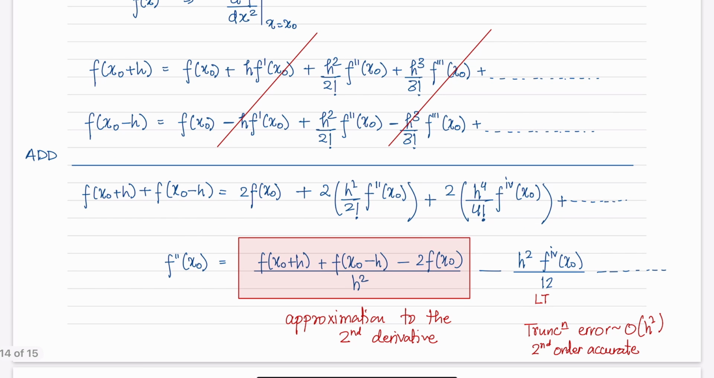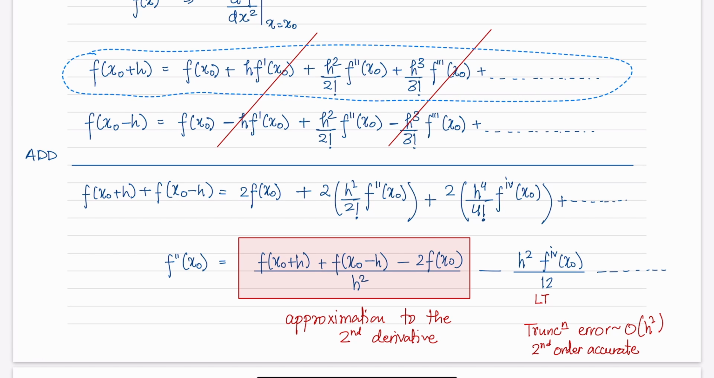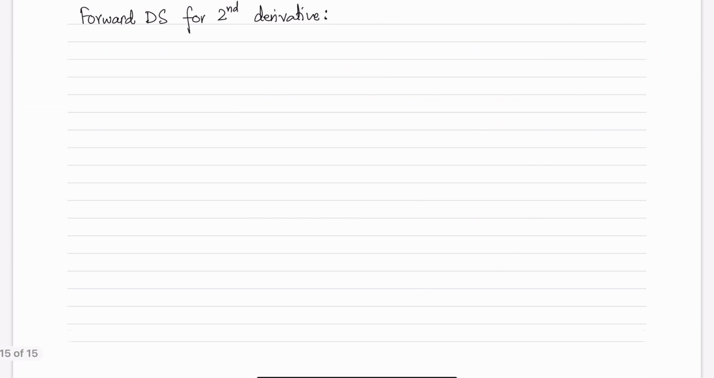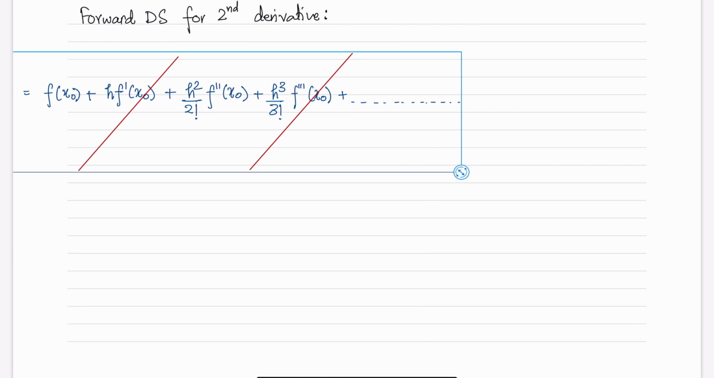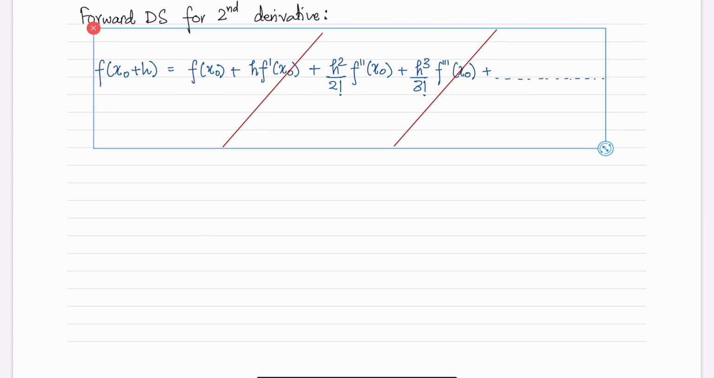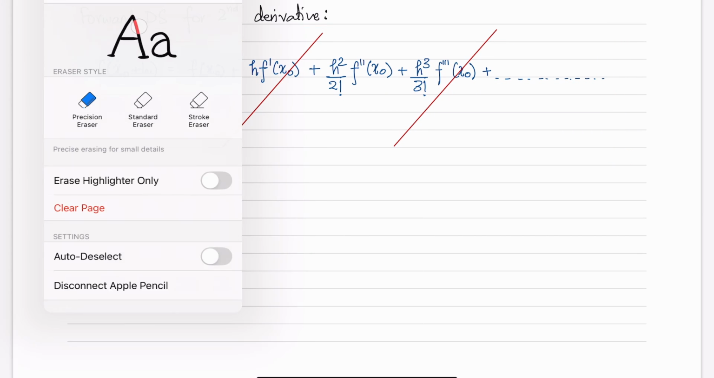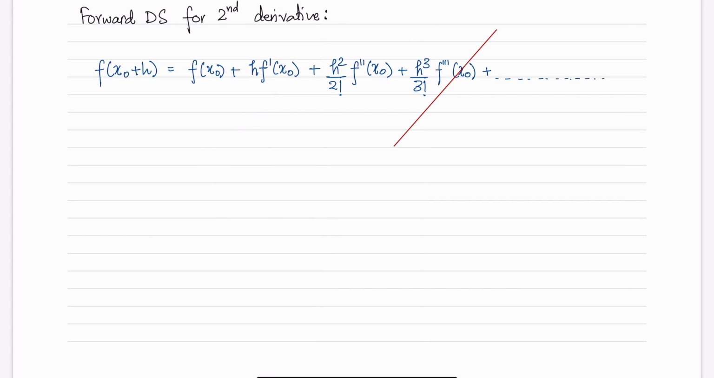So now having done the central differencing approximation, let's try to see how we can use the forward differencing scheme for the second derivative. I'll be simply copying the equation that we had written previously. I'll take this equation as it is, make a copy of it, and paste it here because this is my equation that is going to be true for the forward derivative. And let me just get rid of these red lines.